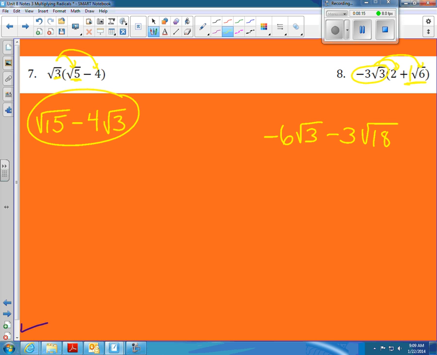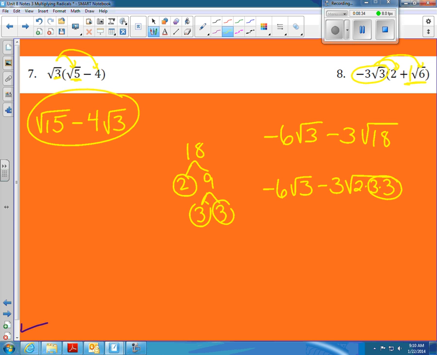All right, looking at our first term, we can't simplify square root of 3, so that stays as is. But 18, we can do our prime factorization. 2 and 9, 3, 3. All right, so we're thinking negative 3 square root of 2 times 3 times 3. We have a pair, so we have negative 6 square root of 3 minus, here's our 3 here, times this 3 from there, 2. All right, so negative 6 square root of 3 minus 9 square root of 2.